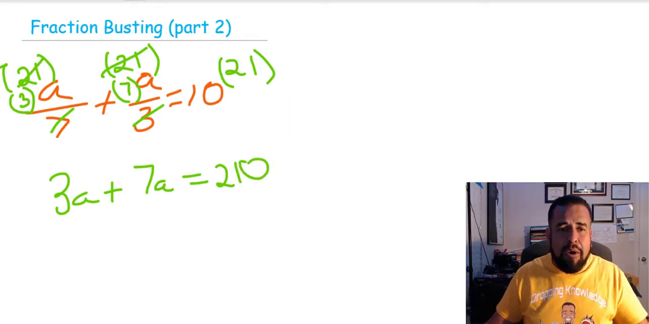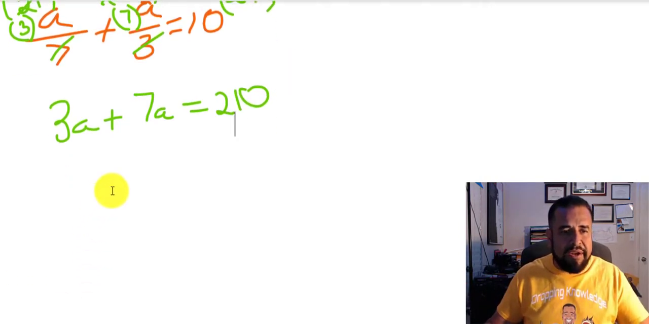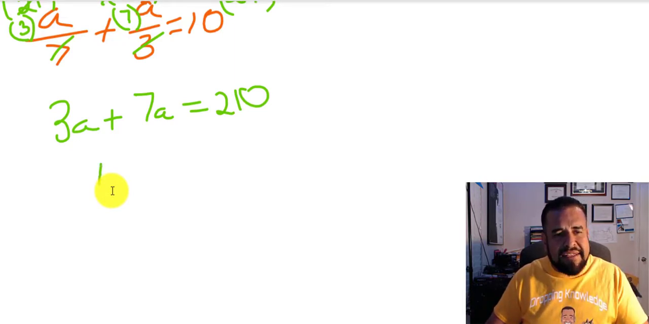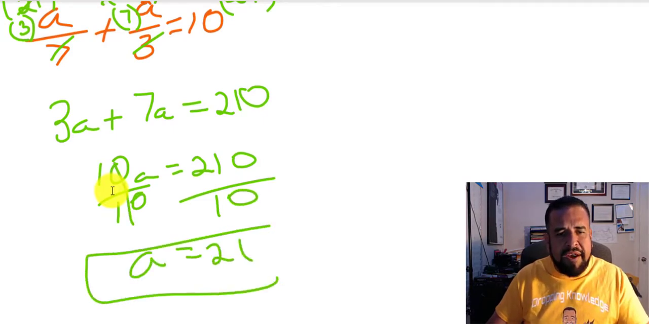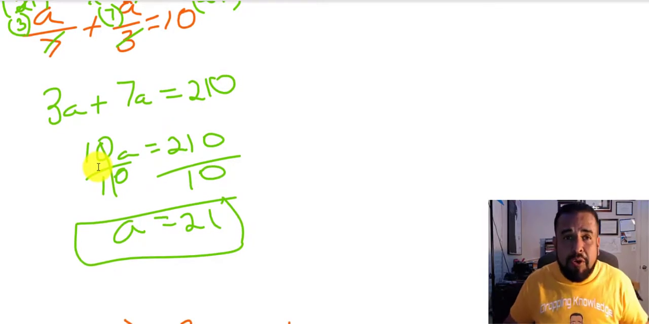That's it. Now I solve it just like a regular equation. So we have 3a and 7a. That's going to give me 10a equals 210. I divide both sides by 10, and I get a equals 21. Final answer. It's that simple, right?